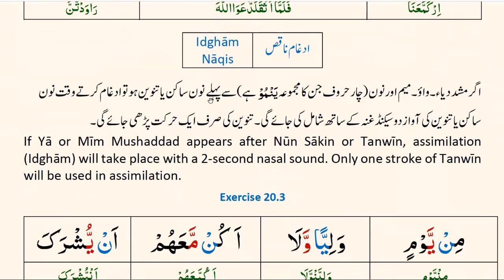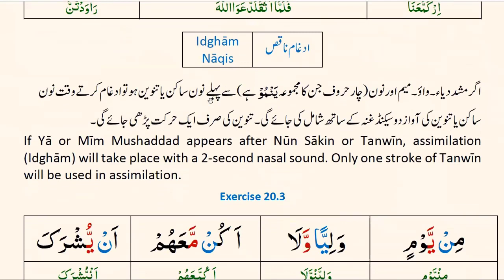Now in today's lesson, we're going to talk about idgham naqis. So yesterday you all went through examples where you totally eliminate the sound of the noon. But in today's lesson, we're going to go for examples where the sound of the noon is partially there. You can still slightly hear the noon sound. In other words, we will still give a 2-second nasal sound. Now, obviously, the letters that occur after a noon sakin can't be lam mushaddad or ra mushaddad, because if that's the case, that will be idgham kamil.